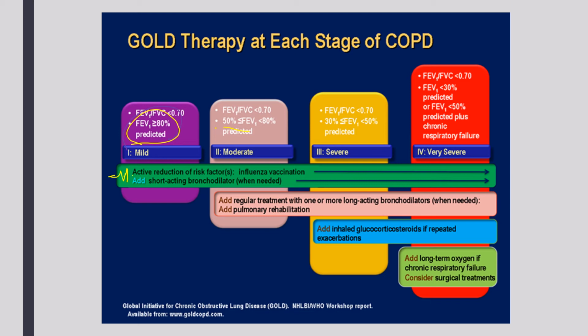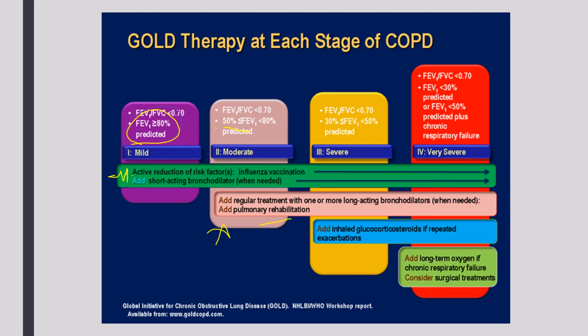And then when we get to stage 2, we're also seeing this category down here, and that means we're going to add regular treatment with long-acting bronchodilators, so LABAs, right? And then consider adding pulmonary rehab.